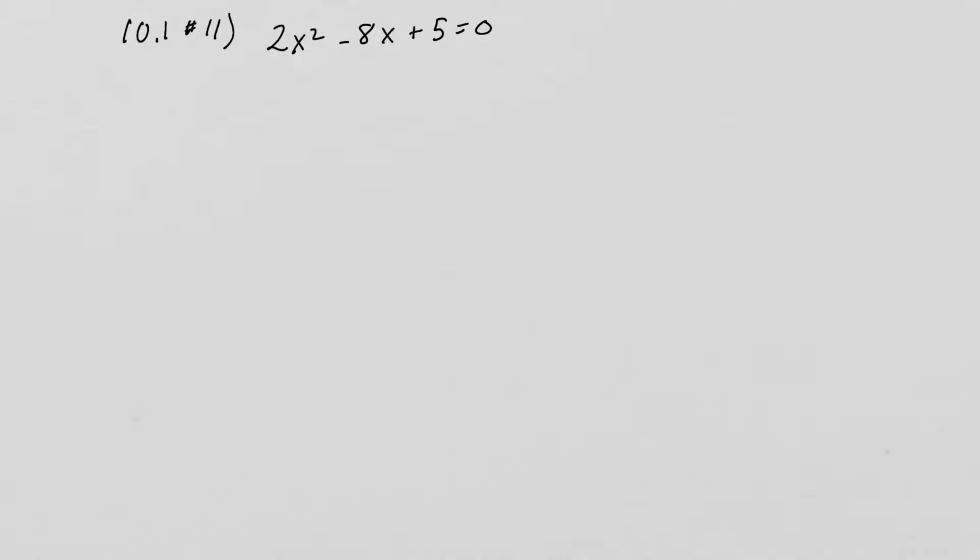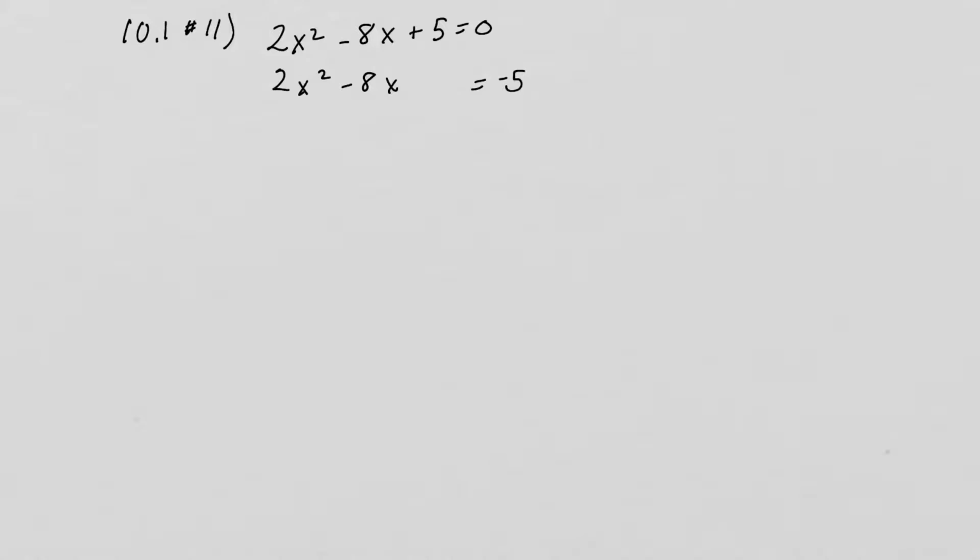So we are going to solve this by completing the square. When you complete the square, you do not want this 5 on this side, you want it on the other side. So we'll subtract 5 from both sides of the equation. When we do that, that makes the 5 be a negative 5 on the other side.